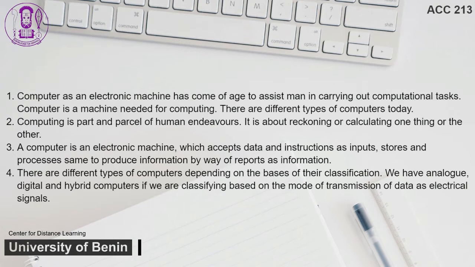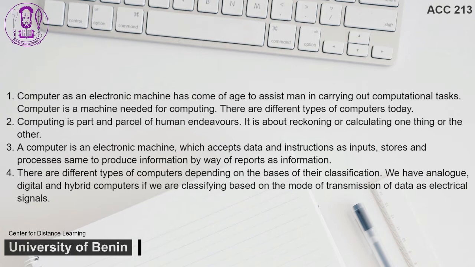A computer is an electronic machine which accepts data and instructions as inputs, stores and processes the same to produce information by way of reports. 4. There are different types of computers depending on the basis of their classification.